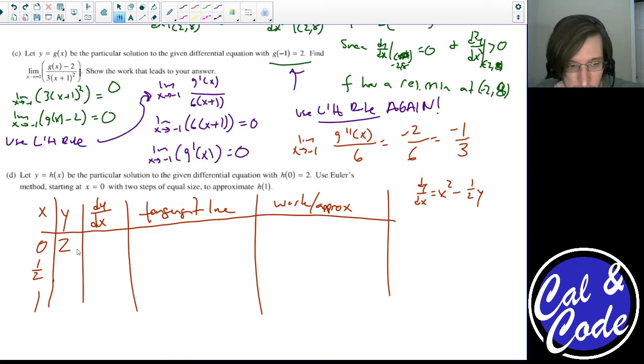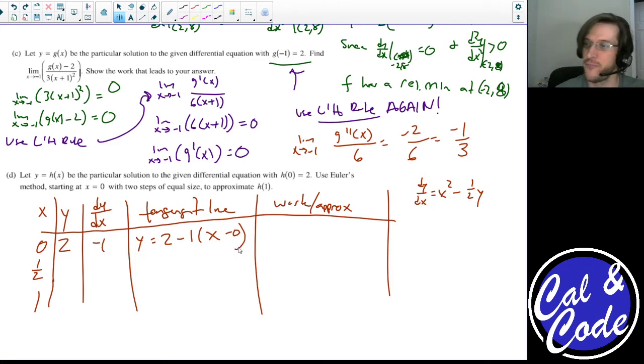So to find that, I'm going to put 2 in for y, 0 in for x, and I get negative 1 when I do that in my head real quick. So this means my tangent line is going to be y is equal to 2 minus 1 times x minus 0. I know that x minus 0 part may feel a little strange to you, like maybe unnecessary, but I think it's important to go ahead and write this as a full tangent line just so we can get into the habit of doing that when it gets more complicated.